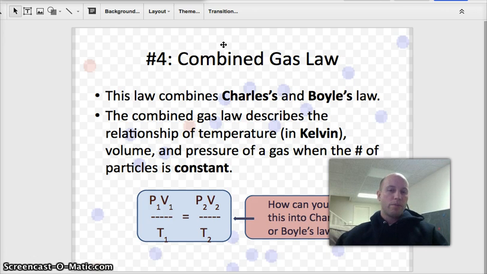And so that's our ultimate point, to try to get to being able to use and understand this combined gas law in Lesson 1 of our Behavior of Gases unit.